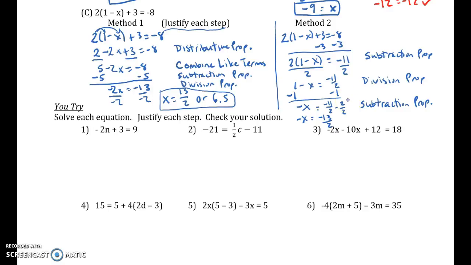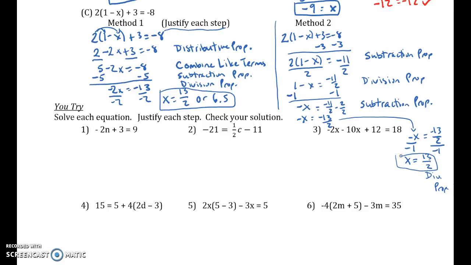And then finally, I'm going to finish it over here. I get negative x equals negative 13 over 2. I've got to get rid of this negative, so I can divide both sides by negative 1. And all that does is that changes the sign of the right side. So that's a positive x. Oops. So positive x is equal to positive 13 over 2. And that is my division property. And there's the exact same answer we got earlier.